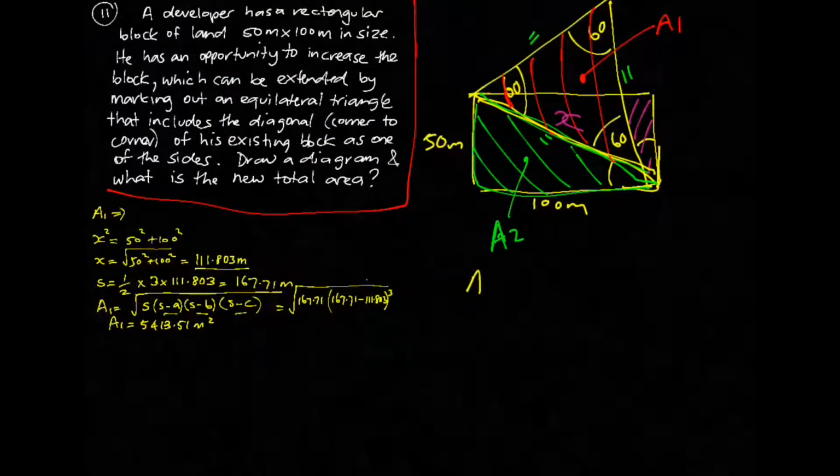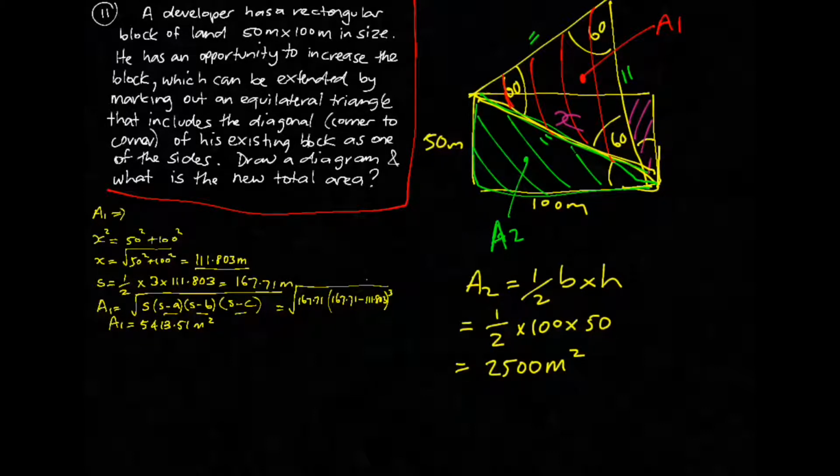Now we find A2. A2 equals a half base times perpendicular height, which equals a half times 100 times 50, and that equals 2,500 meters squared.